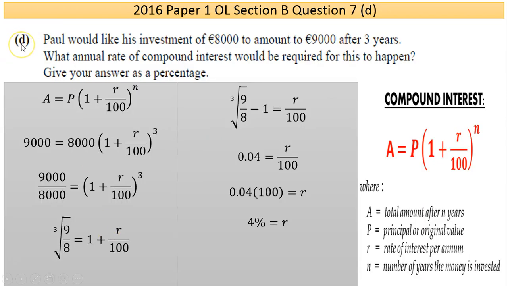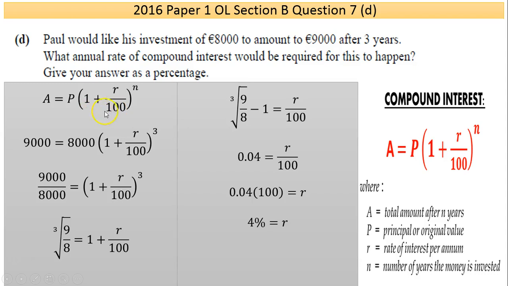Now, in part D of question 7, again, we have lots of reading, lots of text. Paul would like his investment of 8,000 to amount to 9,000 after 3 years. Okay, what annual rate of compound interest would be required for this to happen? Give your answer as a percentage. Now, the best method here, other than trying to work it backwards, which would be pretty awkward, is to use the compound interest formula. Okay, it looks like a tricky formula, but once you know what the different parts mean and your algebra is sound, there should be no major problem.